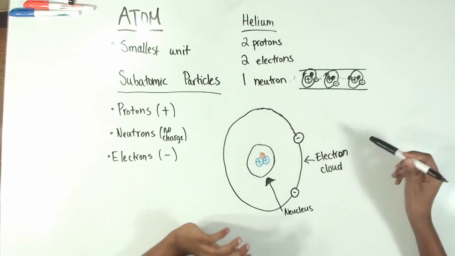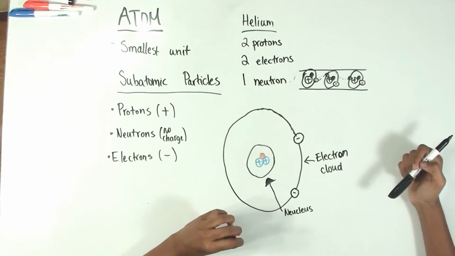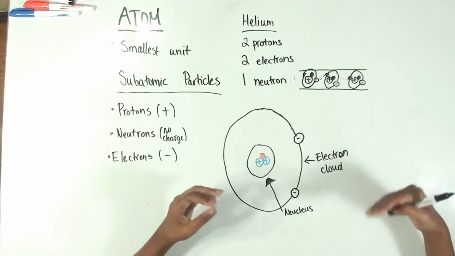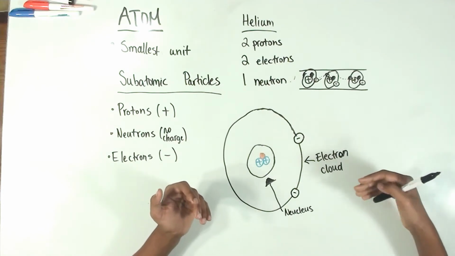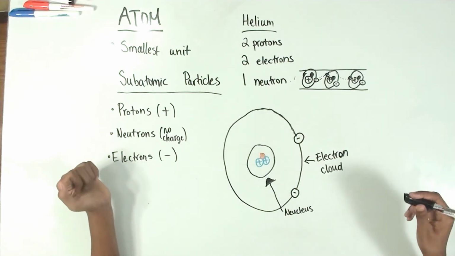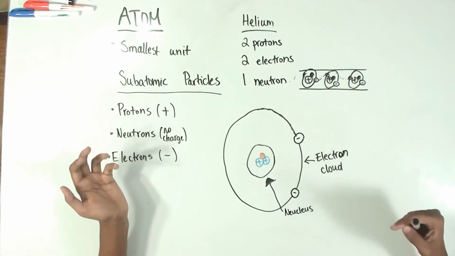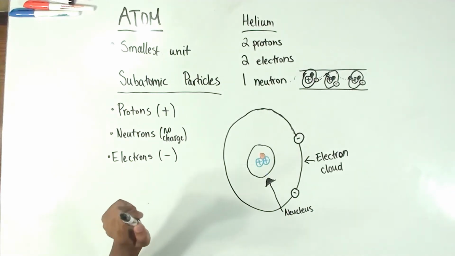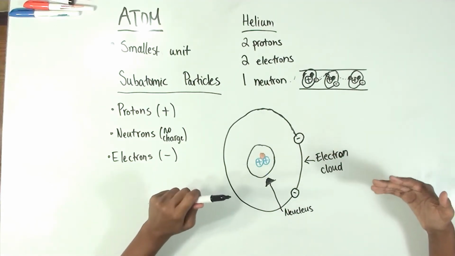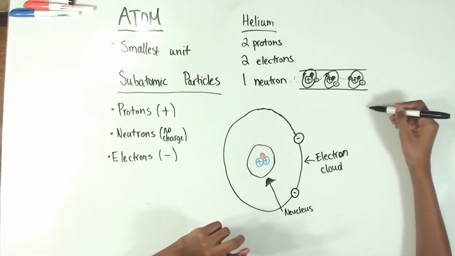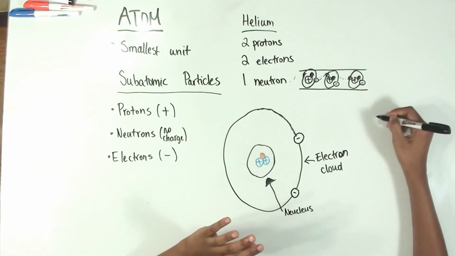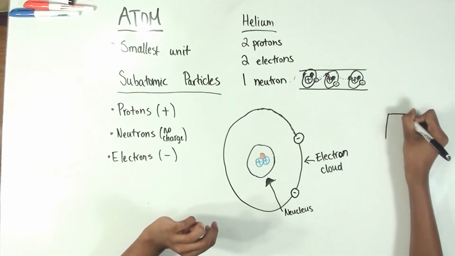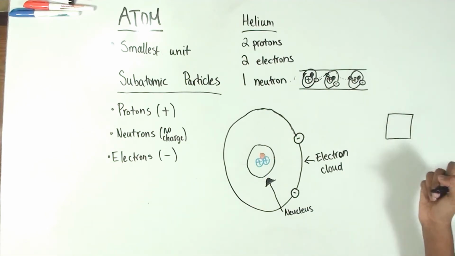So the examples we used so far were helium and a few more, and these were all elements. To find out how many protons, electrons, and neutrons there are in an element, you'll need to refer to something called the periodic table. So the periodic table is basically a table listed with many elements, and each element's name is within a box. For example, let's say we take oxygen.